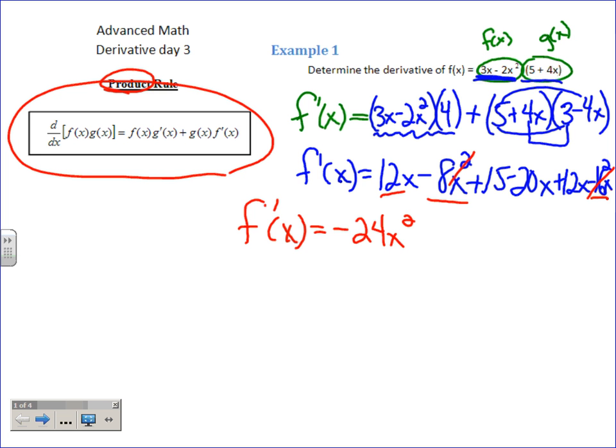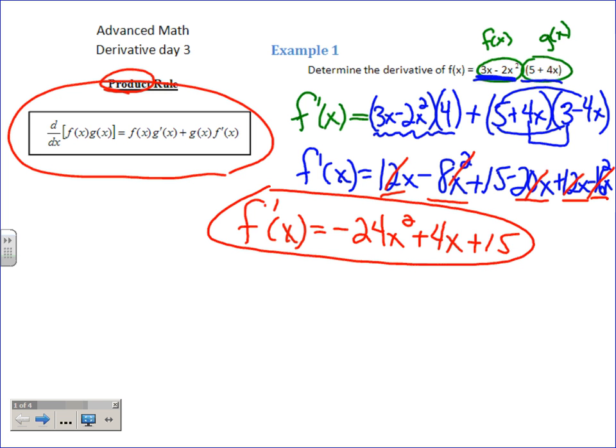Here's an x, here's an x, here's an x. If I was doing that, I'd add the 12 and the 12 together. That's 24, and then I'd subtract the 20. It's just the quickest way to do it. Plus 4x. Very good. Plus 15. And there it is. Remember, that's basically saying that if you knew what that original graph looked like, I could substitute any x value into this derivative and it would tell me the slope of that tangent line.